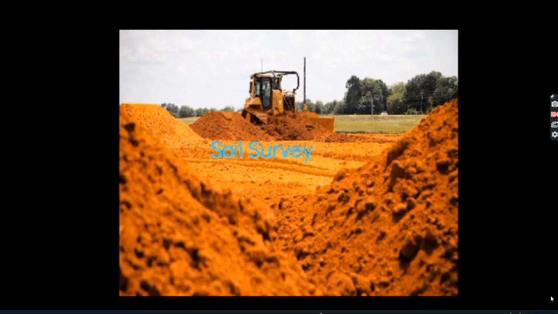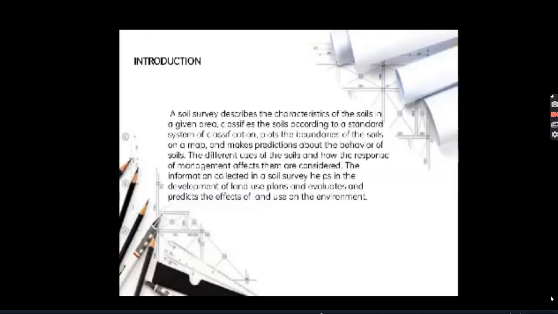Okay, my topic is soil survey. Introduction. Soil survey describes the characteristics of the soil in a given area, classifies the soil according to the standard system of classification, plots the boundaries of the soils on a map, and makes predictions about the behavior of soils. The different uses of the soils, and how the response to management affects them, are considered. The information collected in a soil survey helps in the development of land use plans and evaluates and predicts the effect of land use on the environment.